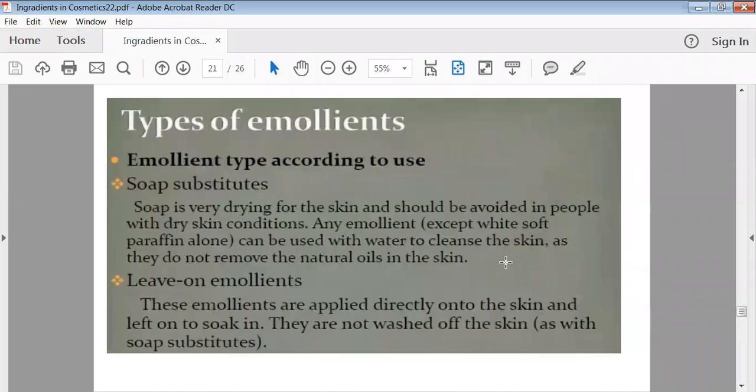Generally, emollients have different types, like soap substitutes. According to their use, we can have the soap type of emollients. Then leave-on emollients are there. Leave-on emollients are directly applied on the skin, and after that we have to leave them for a particular period, and then we can wash them off.